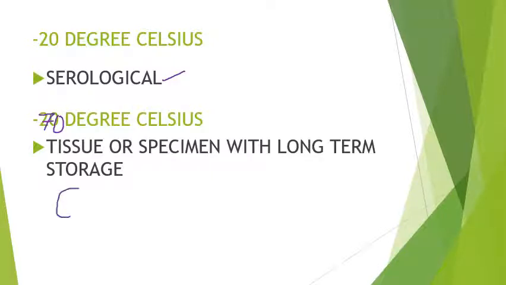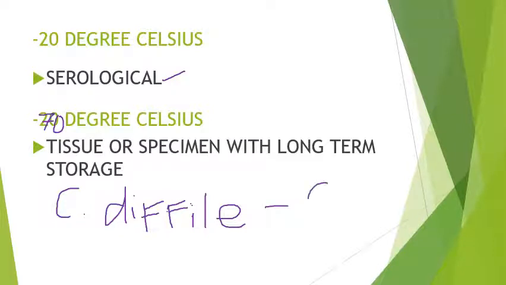Another, if it is C. difficile, for the toxin studies, Clostridium difficile, you need it at negative 70 degrees Celsius, or stool sample for longer than 3 days. So, if longer than 3 days, we can have it inside the negative 70 degrees Celsius ref.